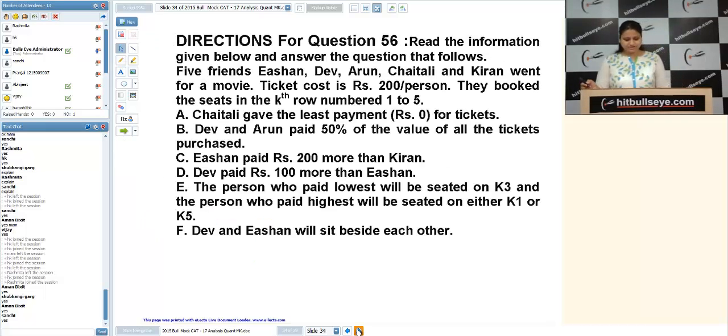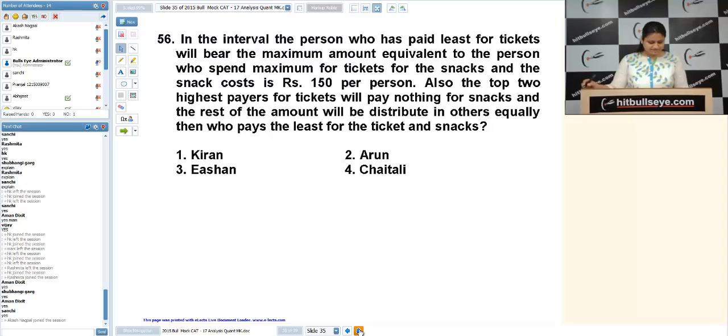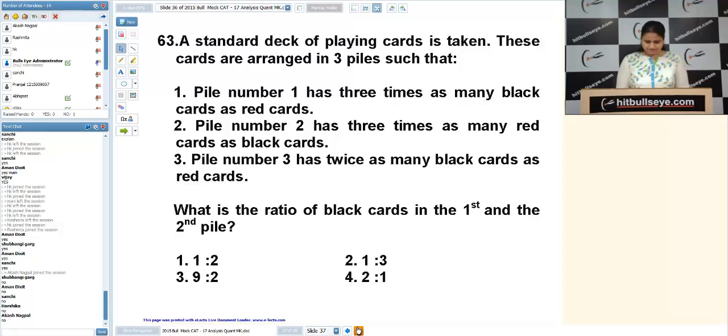Now question number 56. I think it was an easy set. I don't know why many of the students have not solved this set. Any problem in this? Please write and explain, all of you. Okay, Shubhangi. Okay, let us move.